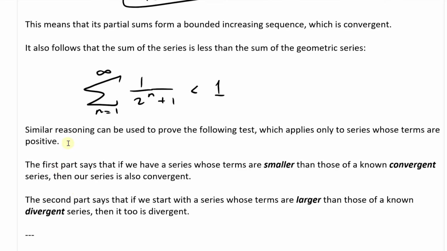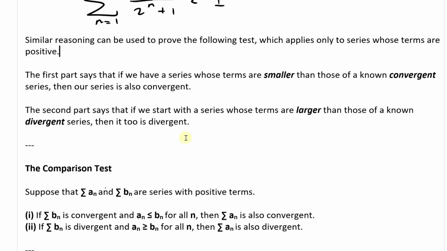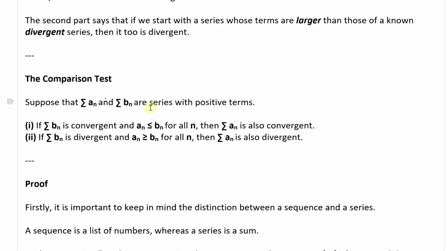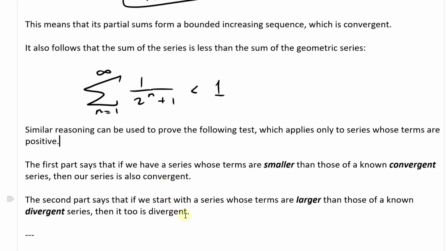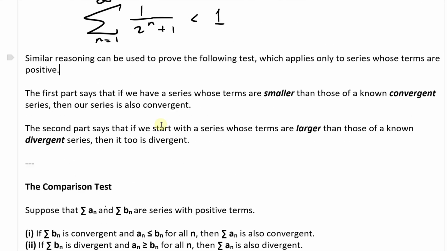And yeah, similar reasoning can be used to prove the following test, which applies only to series whose terms are positive. The first part says that if we have a series whose terms are smaller than those of a known convergent series, then our series is also convergent. The second part says that if we start with a series whose terms are larger than those of a known divergent series, then it too is divergent. So yes, it would be the counter version of this one that we just saw.